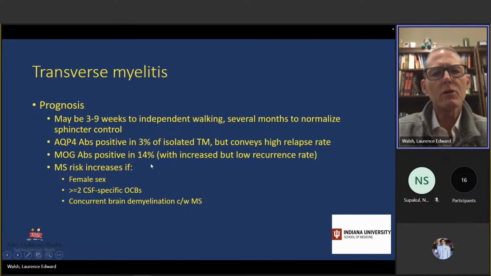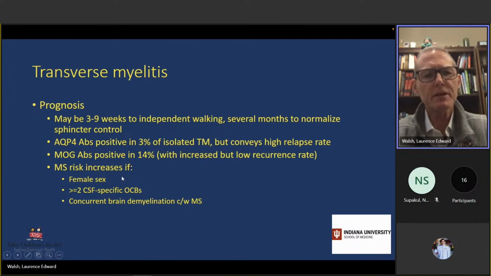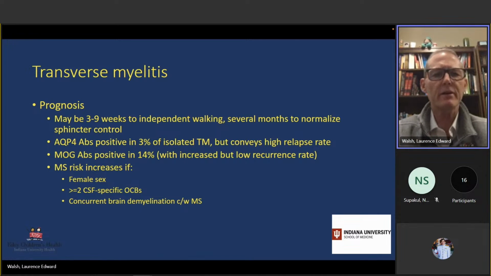MOG is a little more likely to be positive, and while the recurrence rate is higher than if you don't see any antibodies, and you don't have MS, it's still lower than this recurrence rate. MS risk increases, makes sense, right? If females, because females also have a higher risk of MS. If you see significant oligoclonal bands, or if you see brain lesions consistent with MS.